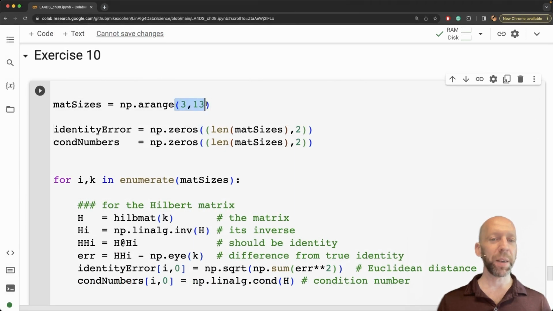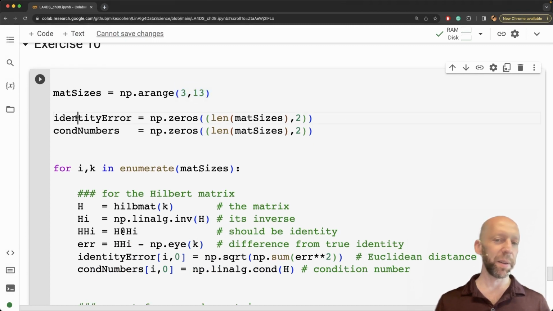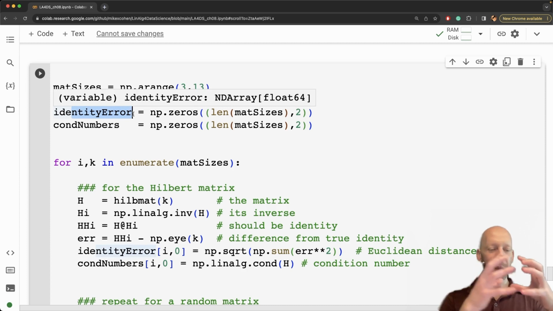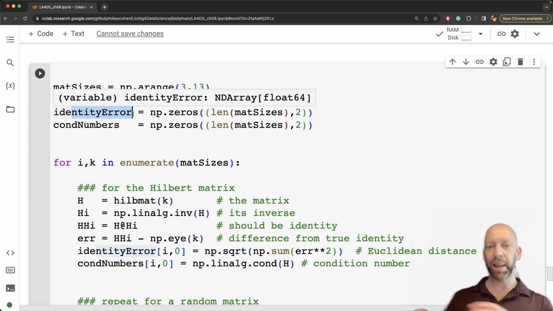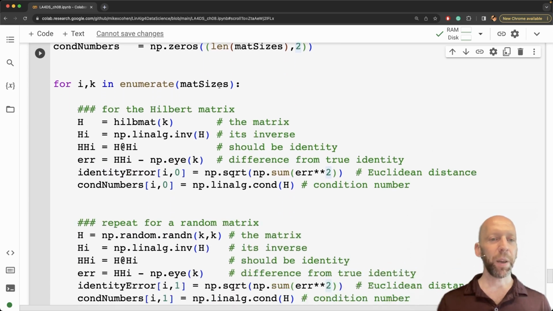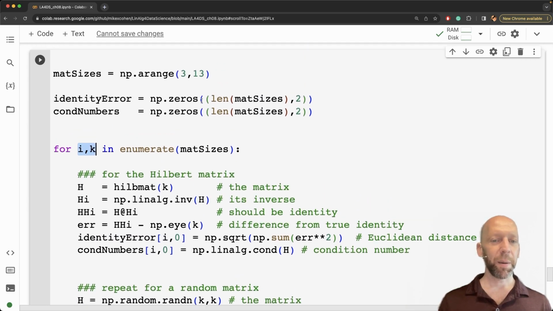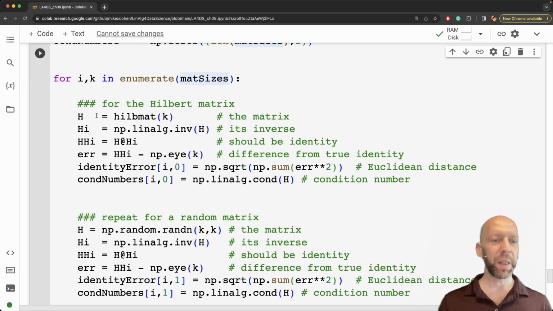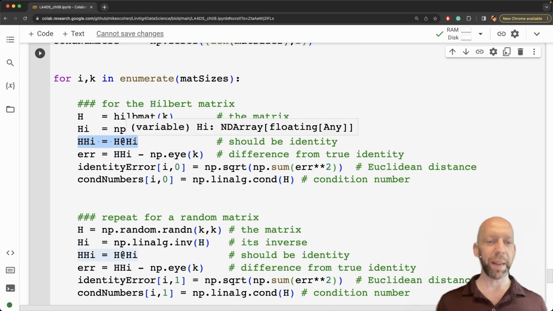So here we have our matrix sizes, and these are the matrices where I'm going to store the results. So I call this the identity error, but it's the Euclidean distance of the matrix times its inverse versus the identity matrix. And it's 2 over here because we do this for the Hilbert matrix and for the random numbers matrix. Okay, so here we have a loop over all the elements in this array here, matrix sizes. Here we compute the k by k Hilbert matrix, compute its inverse, compute the matrix times the inverse, which should be the identity matrix.